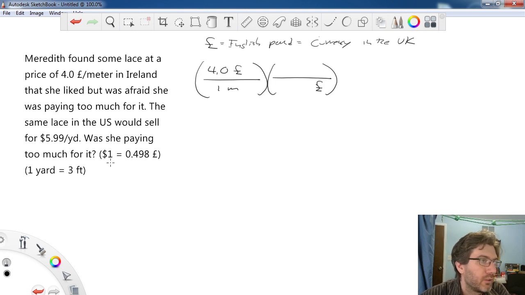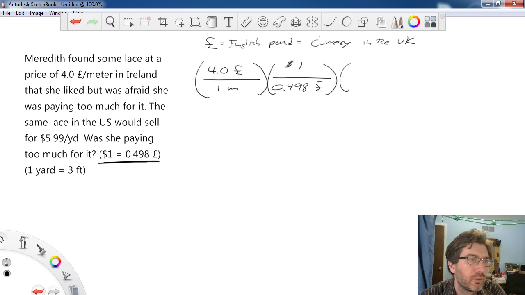Pounds per meter to dollars. It tells me right here. I know $1 is 0.498 pounds. So now pounds will cancel, leaving me with dollars. Over here I have to get rid of meters, so meters will go on top. I know it doesn't tell me. I have to figure out how many meters are in a yard. In fact, this is not even useful information. I'm not sure why I have that in there. I'm going to go look that up, and hopefully you know where to look that up too.